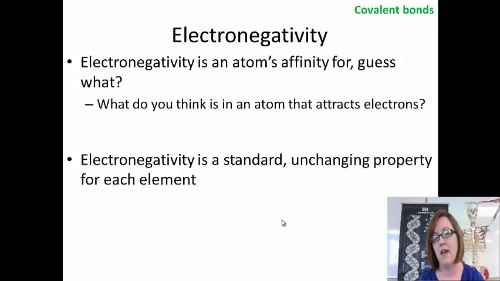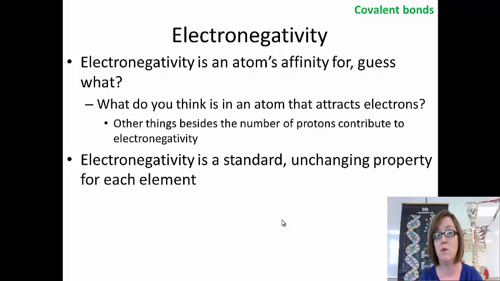So what do you think is in an atom that attracts electrons? Remember, electrons have negative charge. So what is in an atom that could possibly attract something that's negative? Right? If you thought protons, you're right. But there are other things besides protons that contribute to electronegativity. We're not going to get into that. If you want to learn about that, you'll have to take a chemistry course.